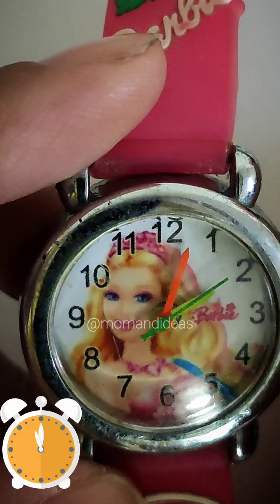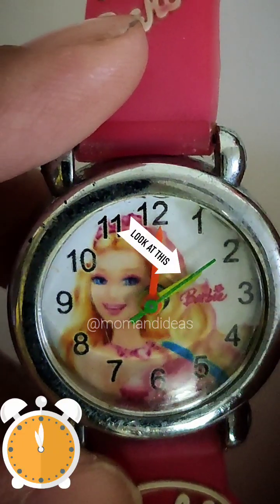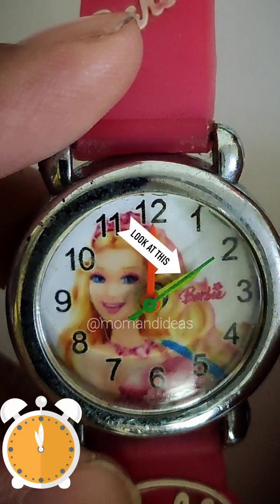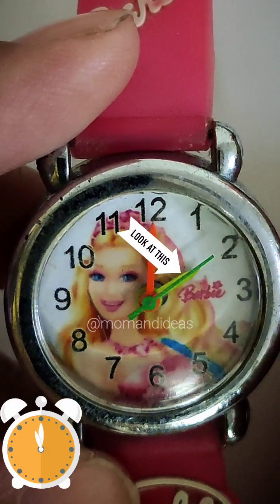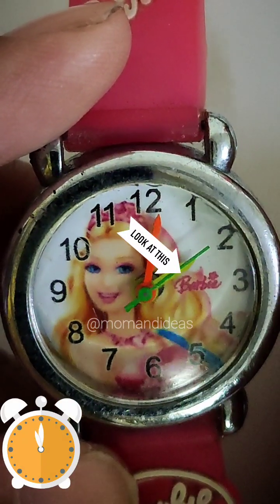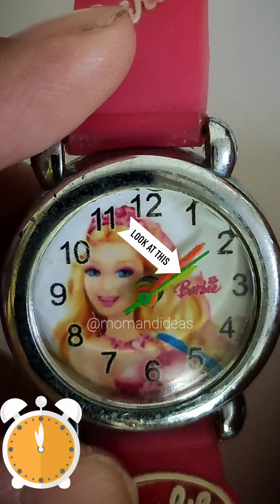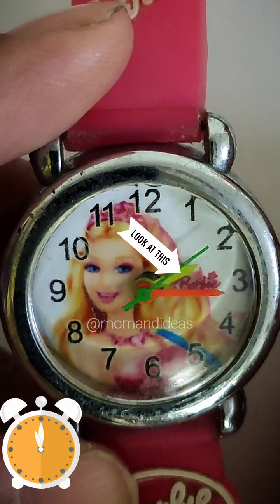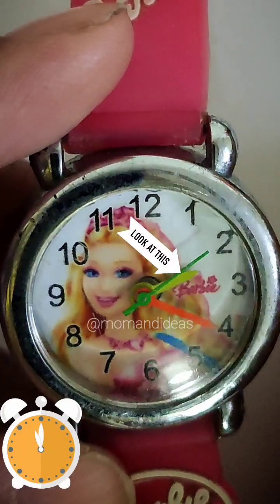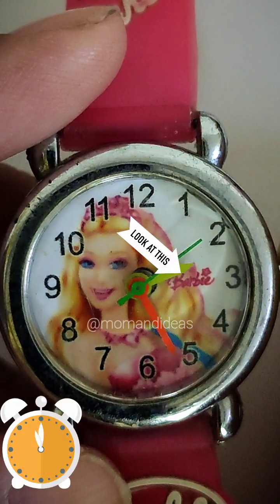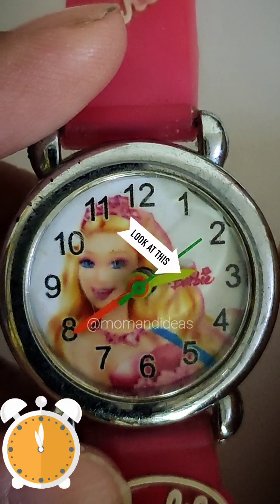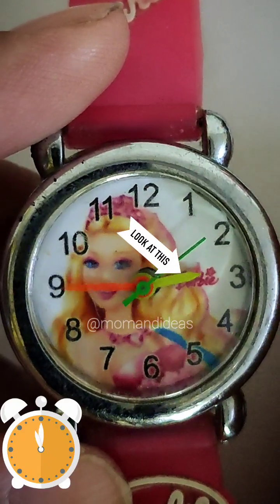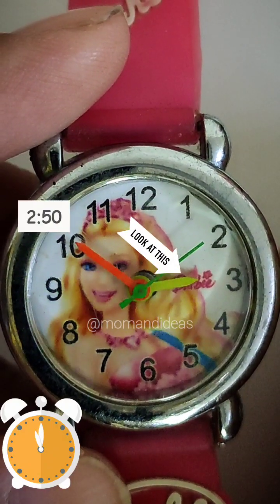Always see whether the hour hand has crossed a particular number. So right now it is 2 o'clock. See how the hour hand moves. 2:05, 2:10, 2:15, 2:20, 2:25, 2:30, 2:35, 2:40, 2:45, 2:50.